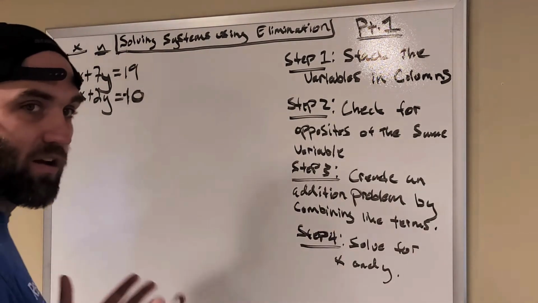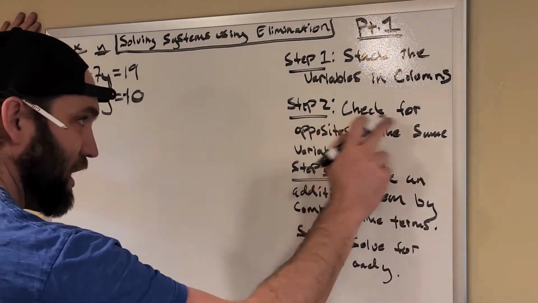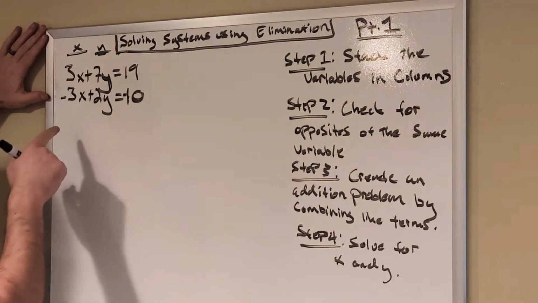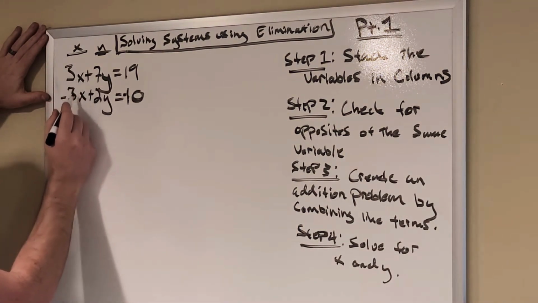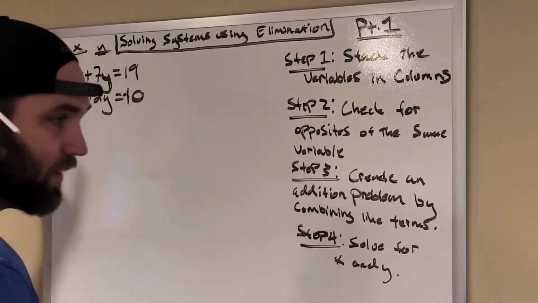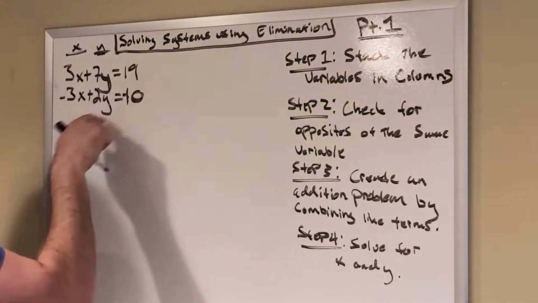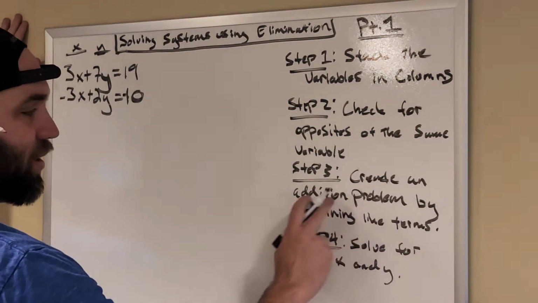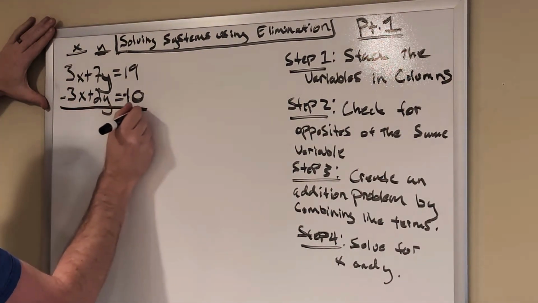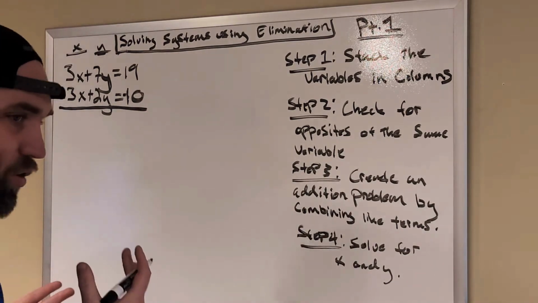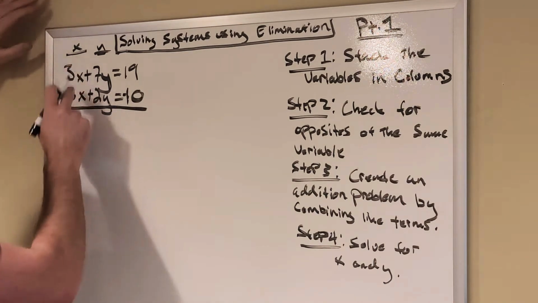Awesome. That means I can go right into elimination, or back up. Now I need to check for opposites of the same number. I start with my x value. I have a 3x here and a negative 3x here. 3x and negative 3x are opposites of each other. So that tells me I have opposites of the same number. Now I can go ahead and create an addition problem by combining like terms. I just put a line underneath and I treat both of these equations like an addition problem, and I just add my x values.